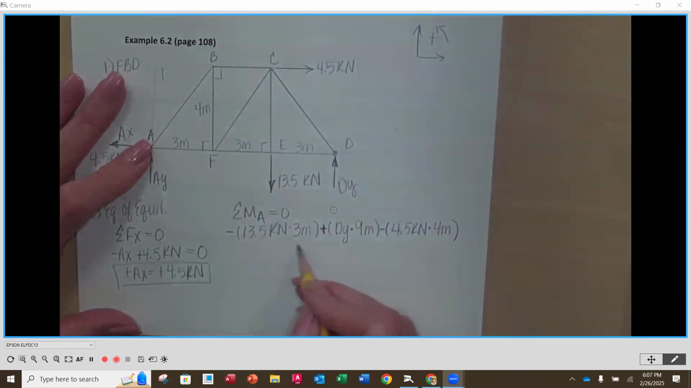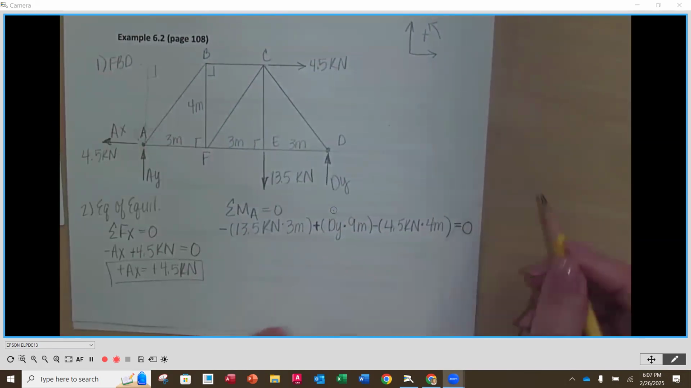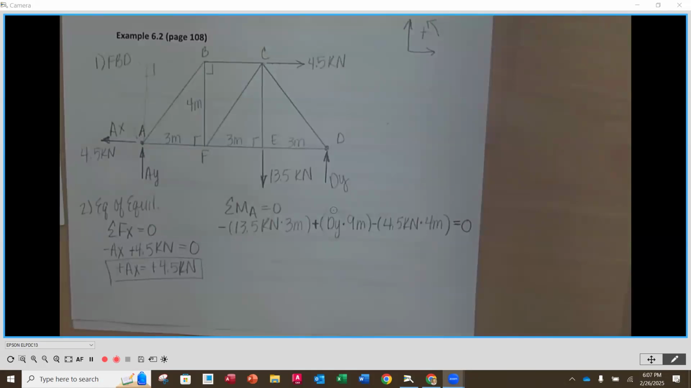So that's my sum of my moments around A equal to 0. And as I look at my equation, my only unknown here is dy. So go ahead and solve for dy.